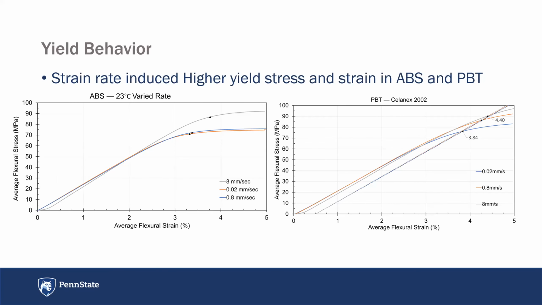In terms of yield behavior, both an ABS and PBT saw an increase in our yield stress and yield strain as we increased in strain rate, and was not necessarily representative of a low temperature test.